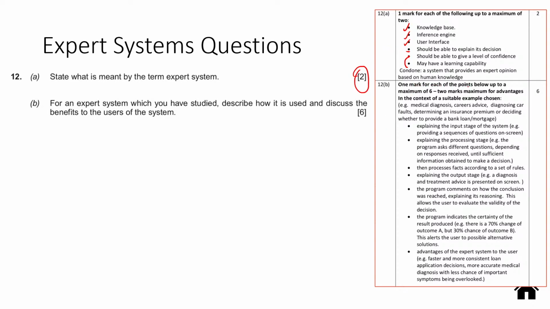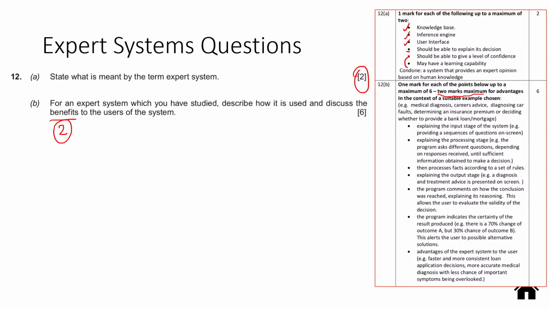1 mark for each of the points below, up to a maximum of 6. 2 marks maximum for advantages. So you only get 2 for the advantages. Benefits, 2 marks. The question that you might be asking is, how do you know that? And it's a great question. How do they just decide that 2 marks maximum for advantages? There you go. Hopefully, though, in your discussion, you would have covered all of these points regardless, or most of them.